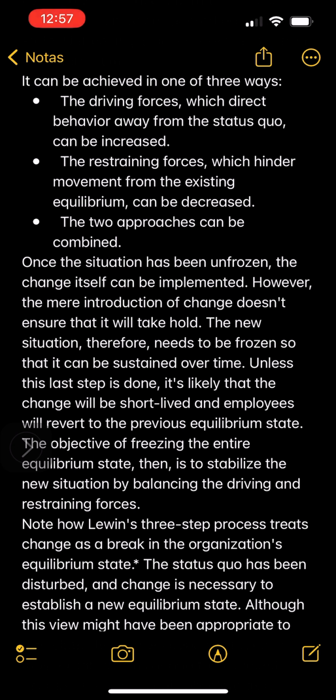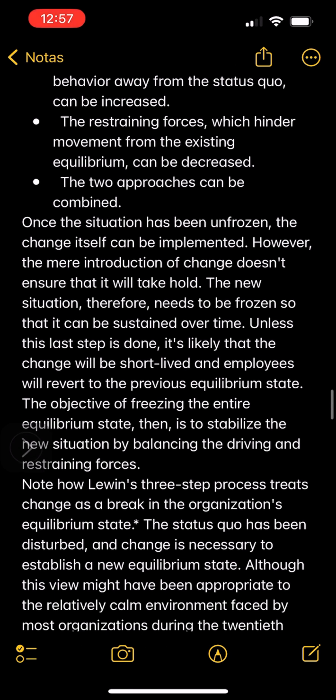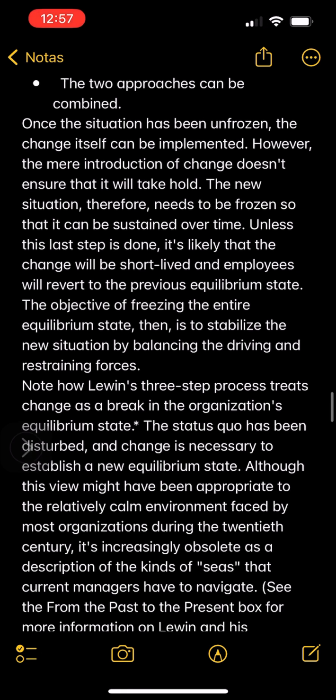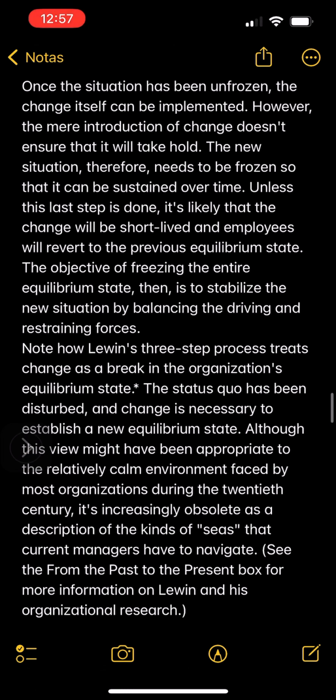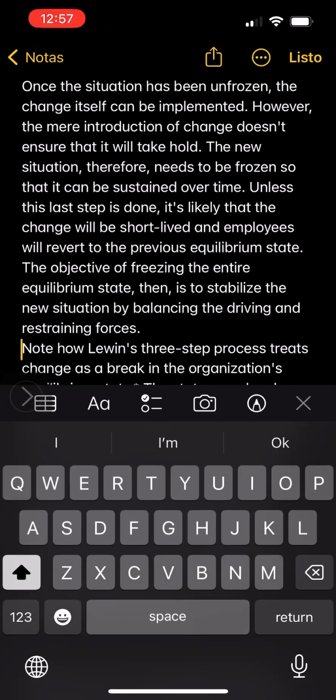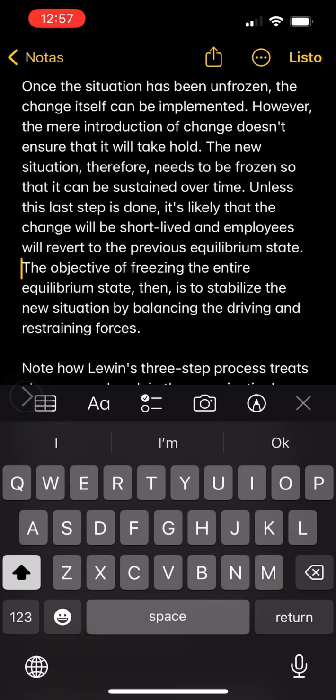Once the situation has been unfrozen, the change itself can be implemented. However, the mere introduction of change doesn't ensure that it will take hold. The new situation, therefore, needs to be frozen so that it can be sustained over time. Unless this last step is done, it's likely that the change will be short-lived and employees will revert to the previous equilibrium state.